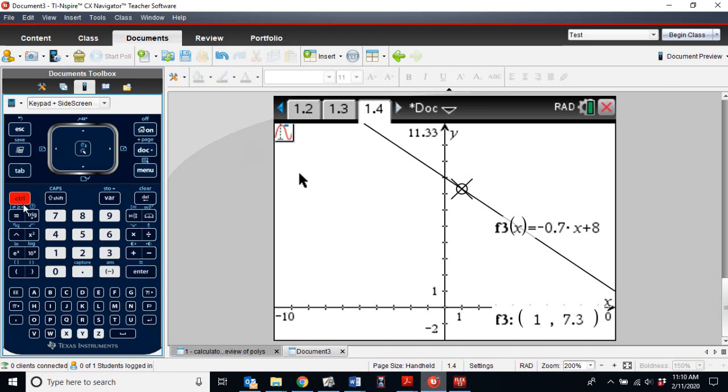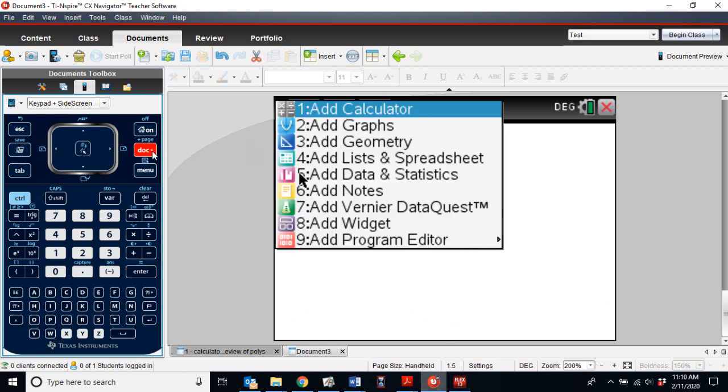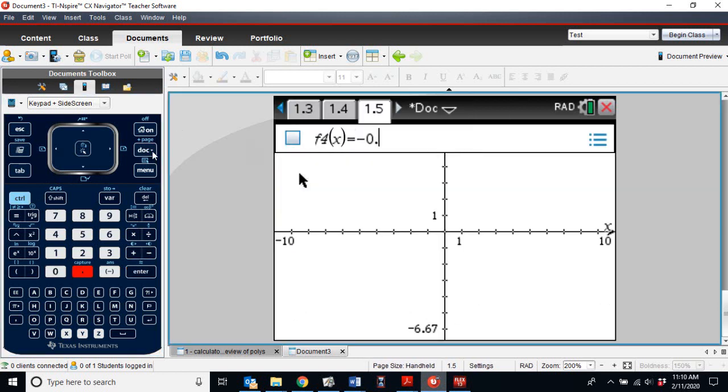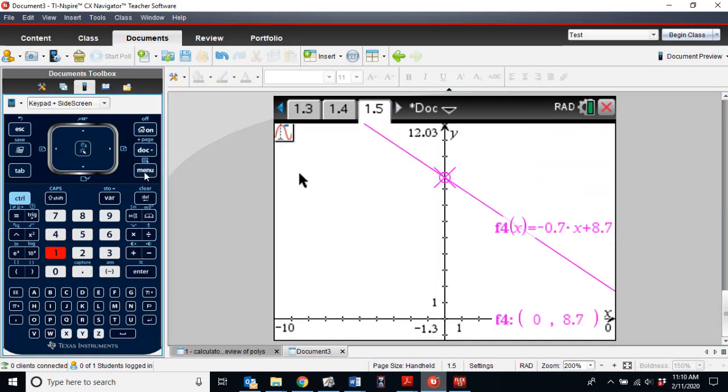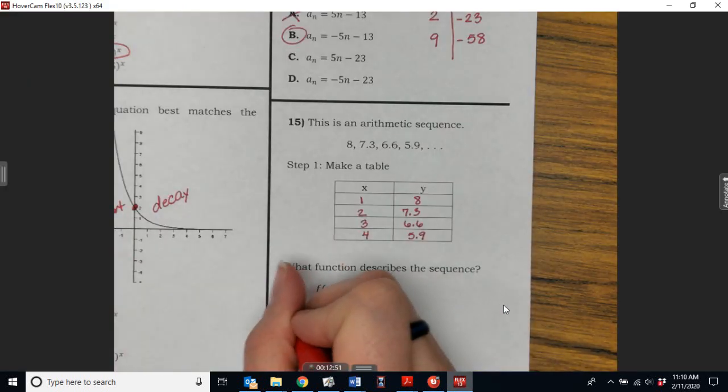And if I type in B, I have negative 0.7x plus 8.7. Menu 5, 1, I type in 1, I get 8. 2 gives me 7.3. 3 gives me 6.6, and 4 gives me 5.9. So my answer here was B.